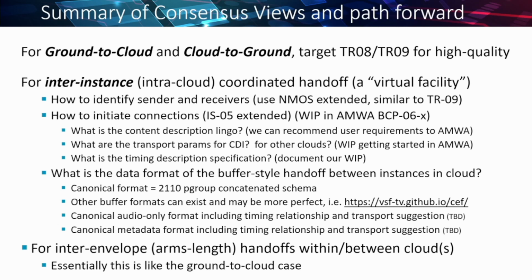we have figured out and we've taken a few decisions. So we are going to use something like an extended version of NMOS, very similar to what's specified in TR-09 actually, to identify things. So you can at least find the instances, find the endpoints. Obviously, we'll have to figure out a connection management schema. And again, IS-05 may be a great template to build from. So there's some WIP in AMWA to look at using IS-05 to represent CDI connections, for example.